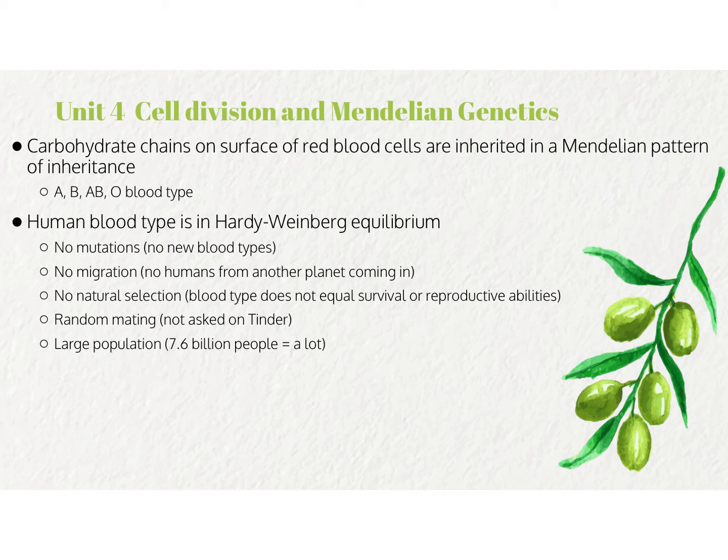So they will have both A chains and B chains. And so the heterozygote condition for AB blood typing is different. Now, the other interesting thing about carbohydrates in terms of genetics is that human blood type is in Hardy-Weinberg equilibrium. And we'll talk a little bit more about this in Unit 6.